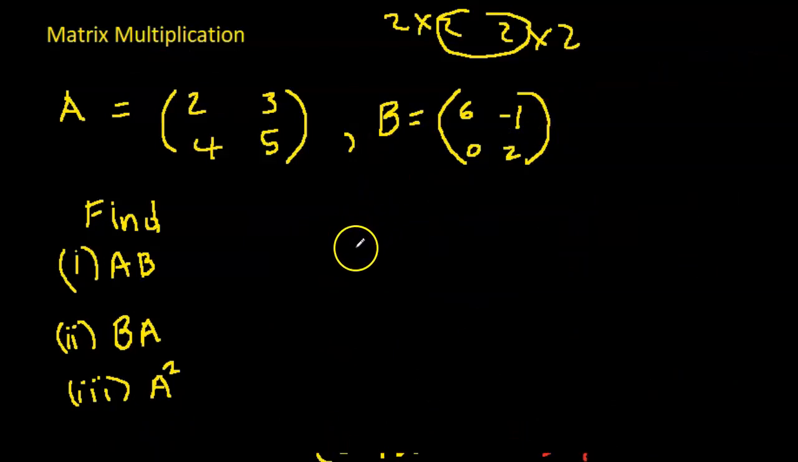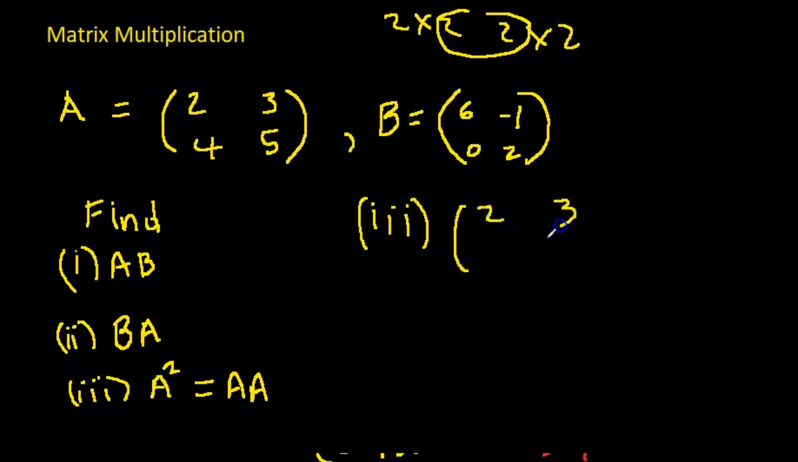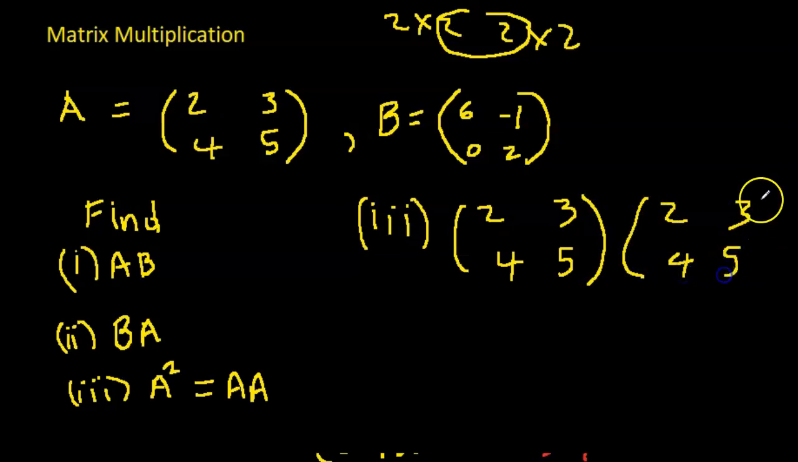Let's find A square now. So we're finding A square now, and to square something means to multiply it by itself, right? So A square means A times A. Doing part 3 here, A times A. And it's 2, 3, 4, 5 times 2, 3, 4, 5. So here, let's make some space. So you're applying row by column.